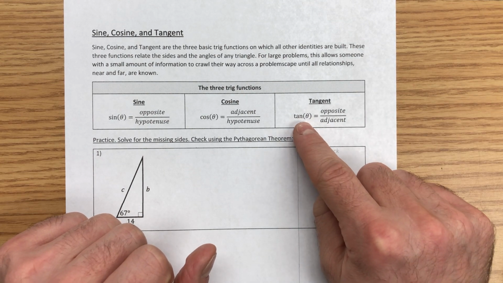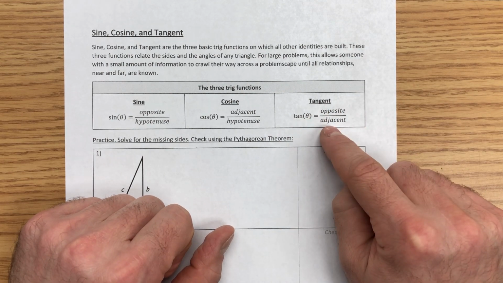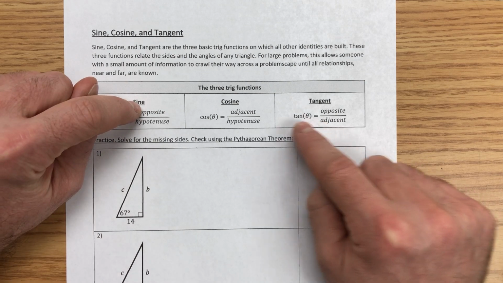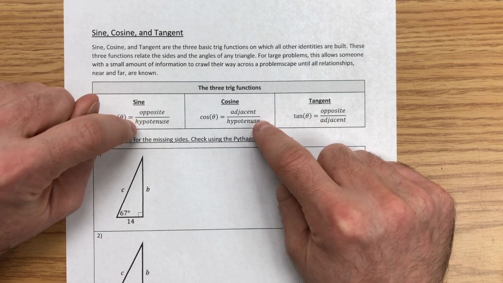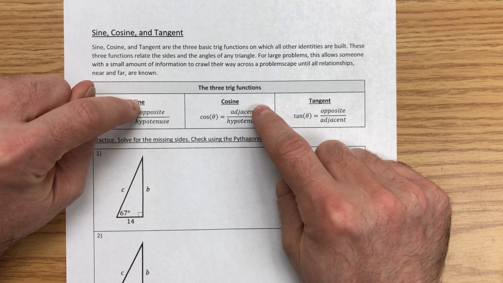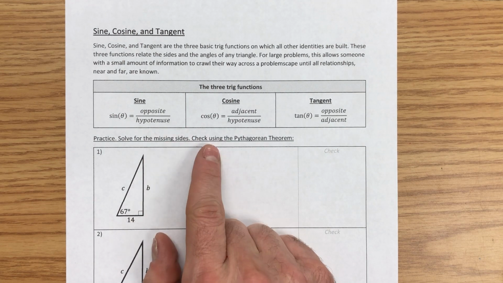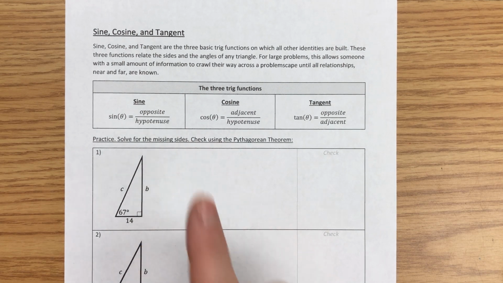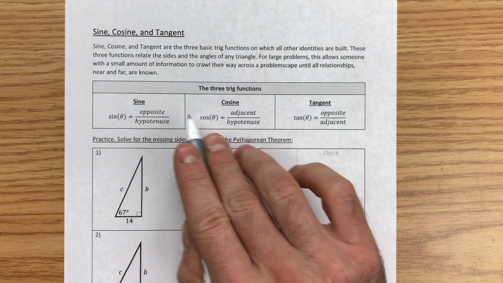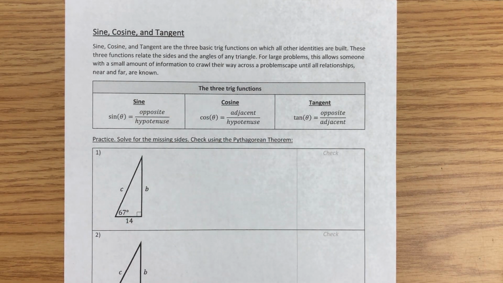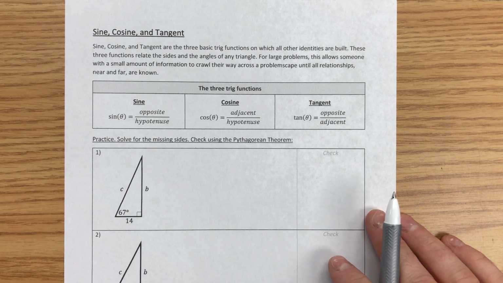Another way to write tangent is going to be the sine over the cosine, but you're going to see if I put sine divided by cosine, the hypotenuses are going to cancel out, and I'm left with opposite over adjacent anyways. So let's go ahead and jump in. We want to solve for the missing sides, and then we're going to check using the Pythagorean theorem. So let's set up our sine, cosine, and tangent and see which ones are going to help us out.